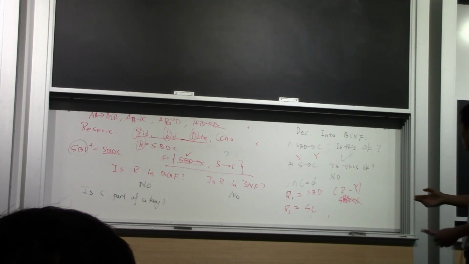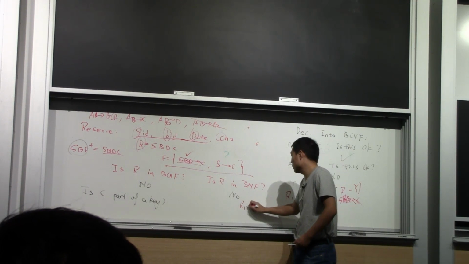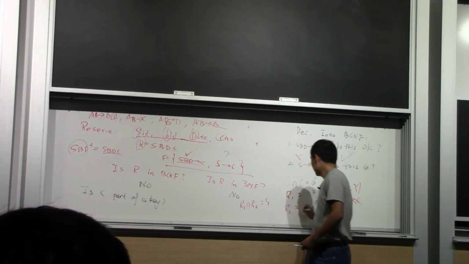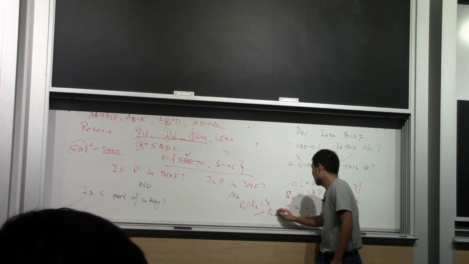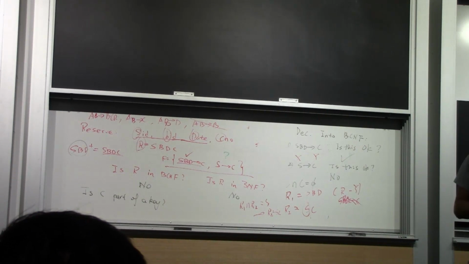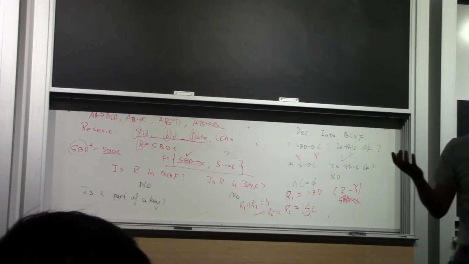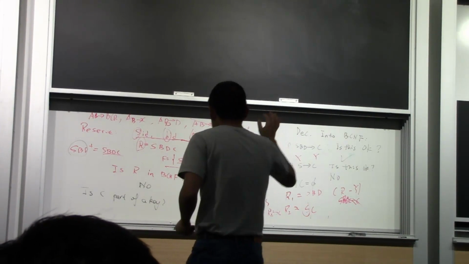And why is this valid? Because if you intersect them, what do you get? If you intersect R1 and R2, you get S, and S determines R2, and by the earlier theorem I told you, this is guaranteed to be a lossless join decomposition. So you got SBD and SC.